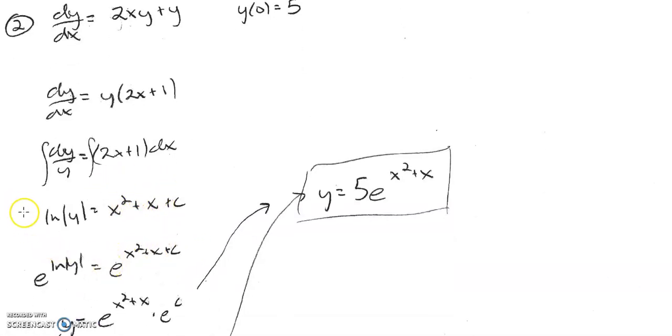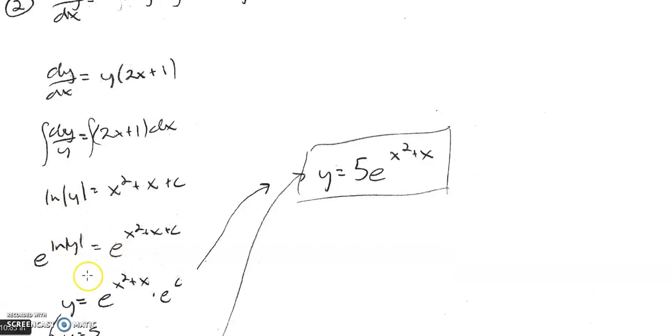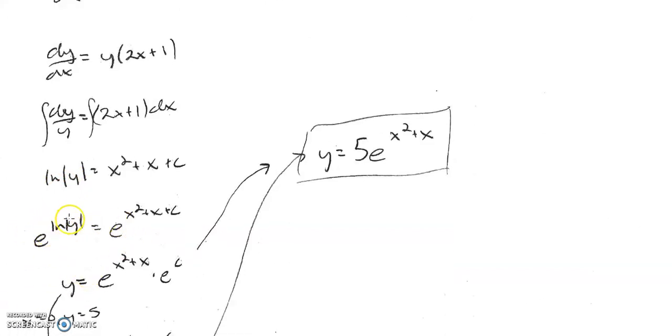From there, remember I said I want to solve for y, right? I want y equals at the end. So I know that e to the and ln are inverses, so I'm going to e to the both sides here to get rid of this ln. That gives me, this cancels and gives me my y, and then e to the x squared plus x plus c. You may say, what happened here?